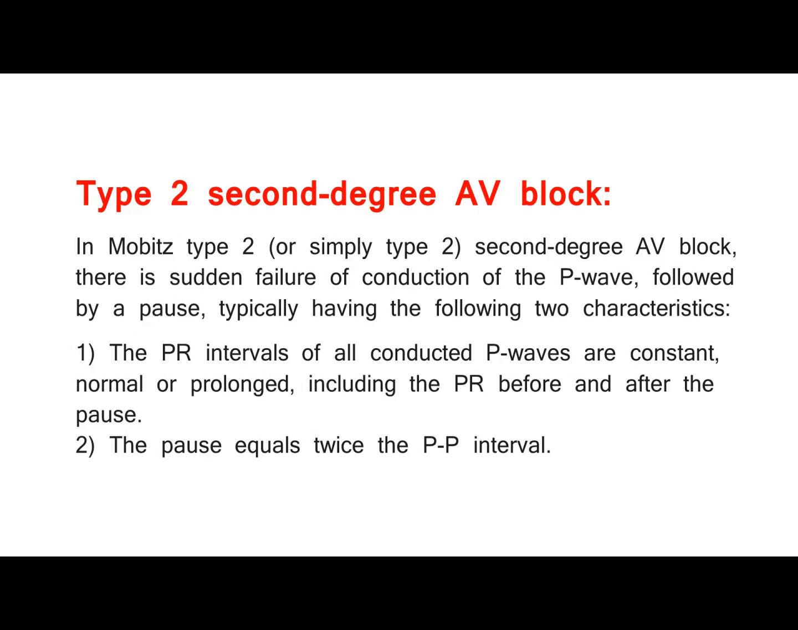Type 2 second degree AV block. In Mobitz type 2, or simply type 2, second degree AV block, there is sudden failure of conduction of the P wave, followed by a pause, typically having the following two characteristics. 1. The PR intervals of all conducted P waves are constant, normal, or prolonged, including the PR before and after the pause. 2. The pause equals twice the PP interval.